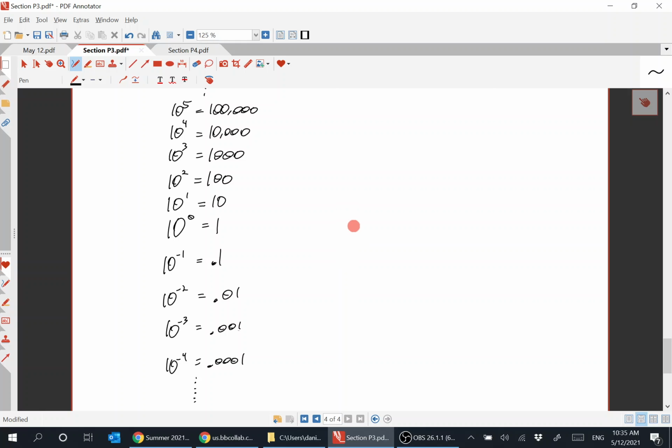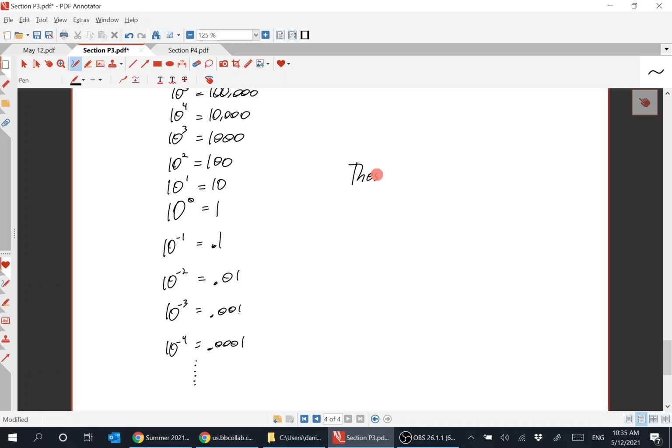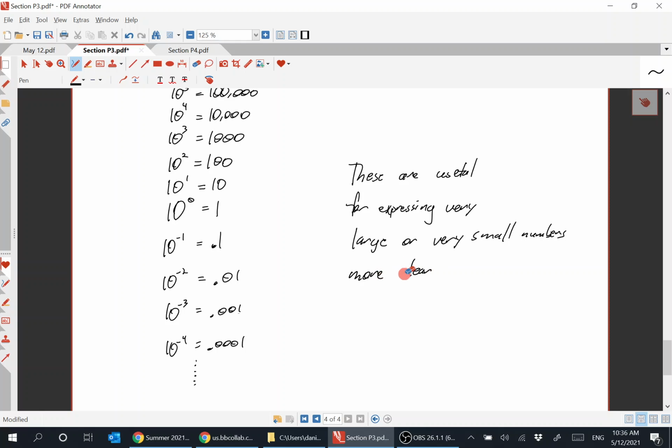Right? So when we write, these are useful for expressing very large or very small numbers more succinctly and clearly.